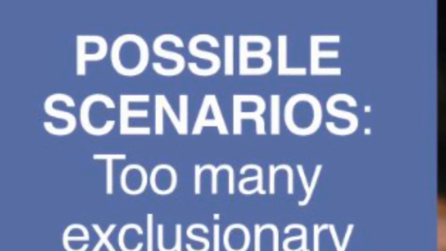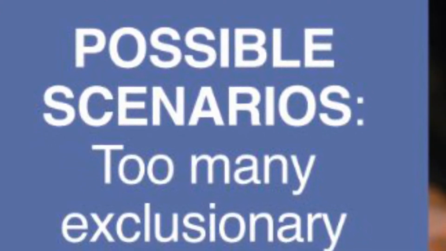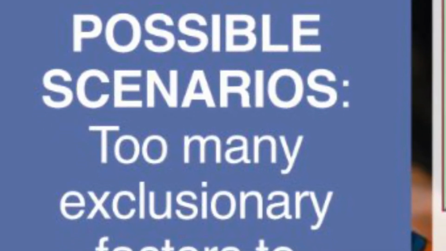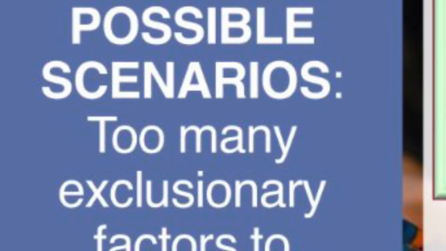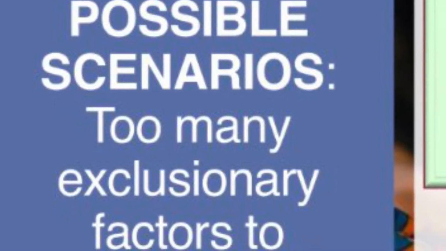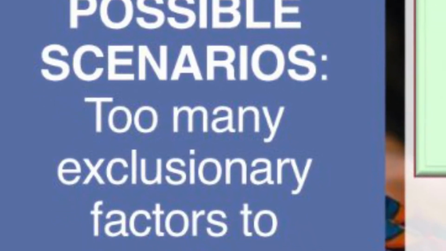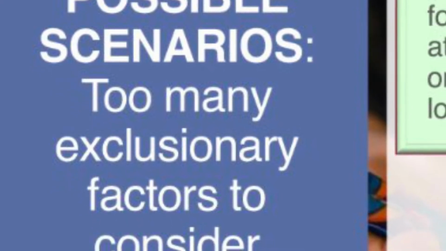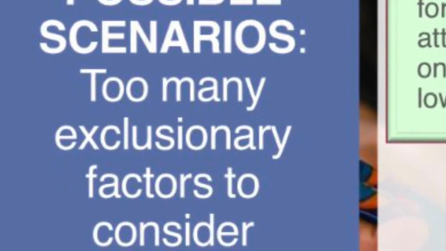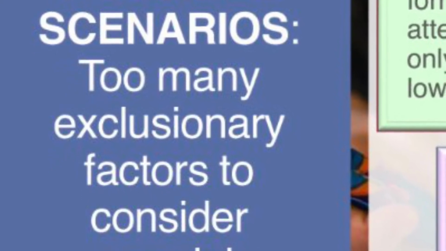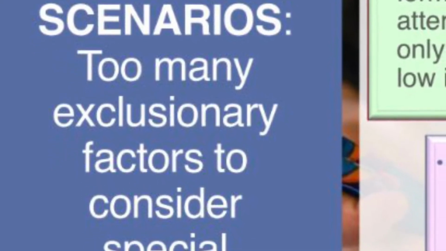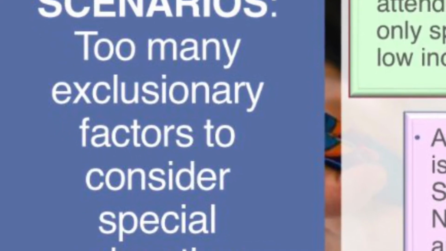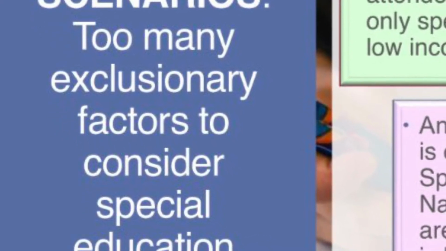Now, I want to look at possible scenarios when there are too many exclusionary factors to consider special education. So sometimes there's a student, the teachers are begging for help, they're adamant that there is a problem, either a learning problem, behavior problem, and they want help. And they think that the only way to get help is putting the child in special education. So let's look at these scenarios and analyze them.